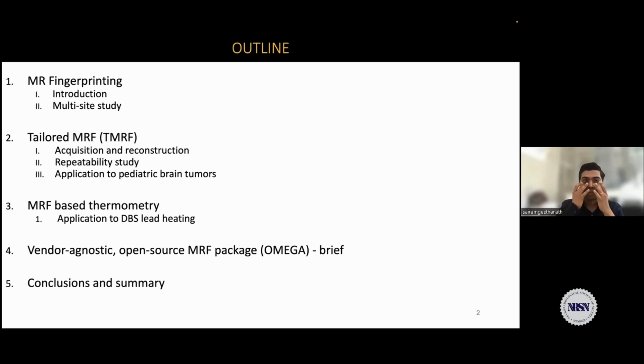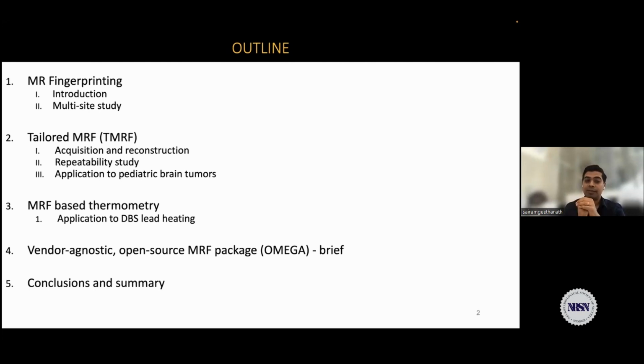Here's the outline of my session. Going to be talking about fingerprinting, mostly introducing what it means, why is it relevant, and show you some experiences from our multi-site study in terms of how repeatable and reliable it is. Then switch gears a little bit, show a method that we developed in the lab called tailored MRF, and some of its benefits from simulations all the way to imaging pediatric patients with brain tumors of different kinds.